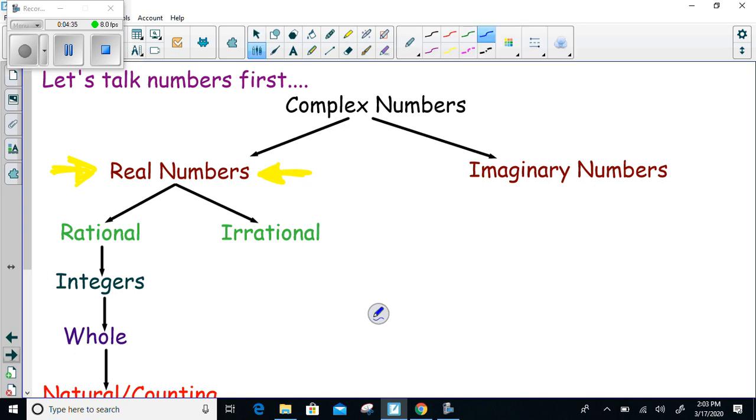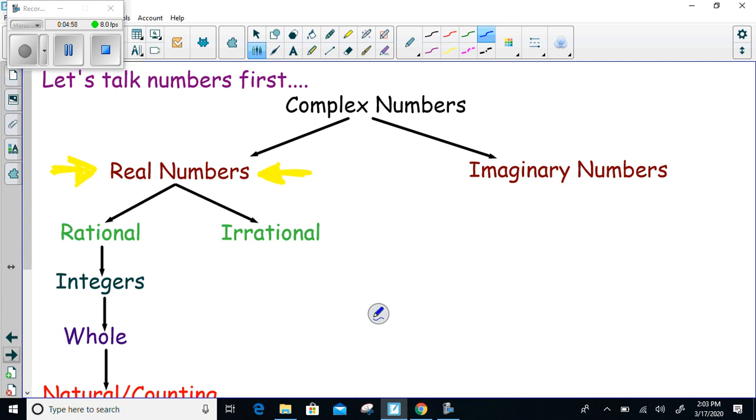Real numbers can be broken down into the rational numbers and the irrational numbers. Remember, rational numbers are simply numbers that can be written as a fraction. These irrational numbers cannot be written as a fraction. You're talking about numbers like the square root of 2, for example, or pi, 3.14159. It just keeps on going. It's a beautiful thing. These numbers cannot be written as fractions.